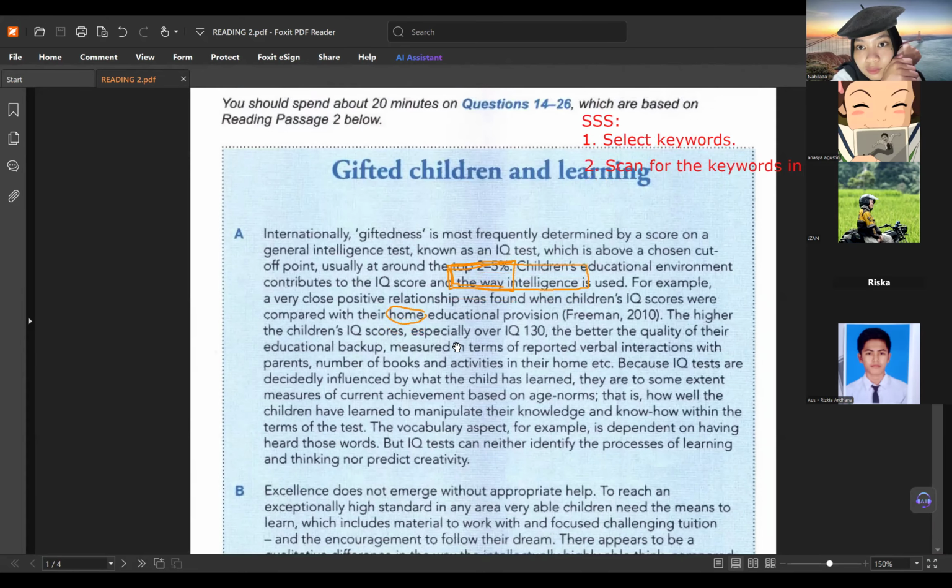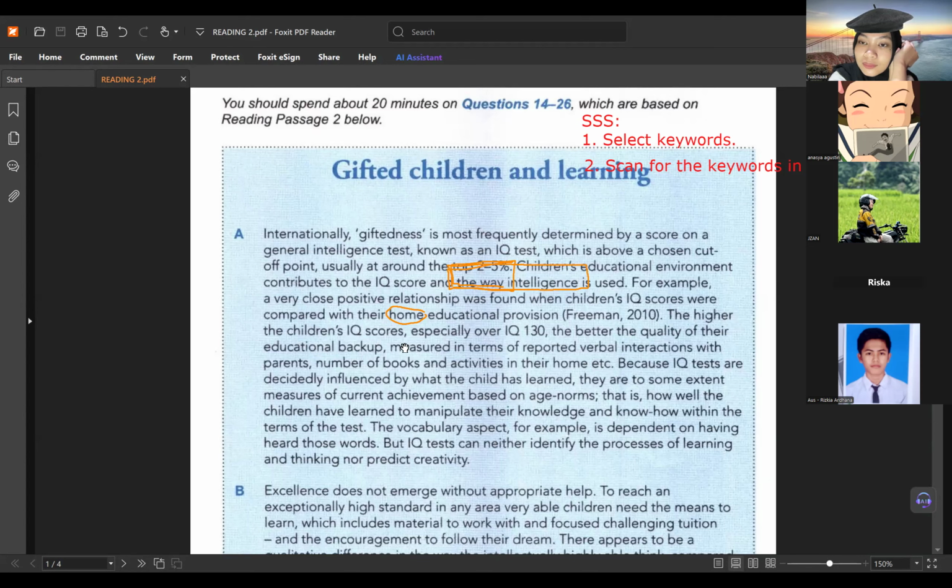Let's check if it says that gifted children, anak-anak berbakat, are influenced by their domestic background. Terpengaruhi oleh latar belakang rumahnya, situasi di rumahnya. For example, a very close positive result was found when children's IQ were compared with their home education provision. The higher the IQ, the better the quality of their educational backup. Semakin tinggi IQ-nya, semakin bagus juga kualitas di rumahnya.